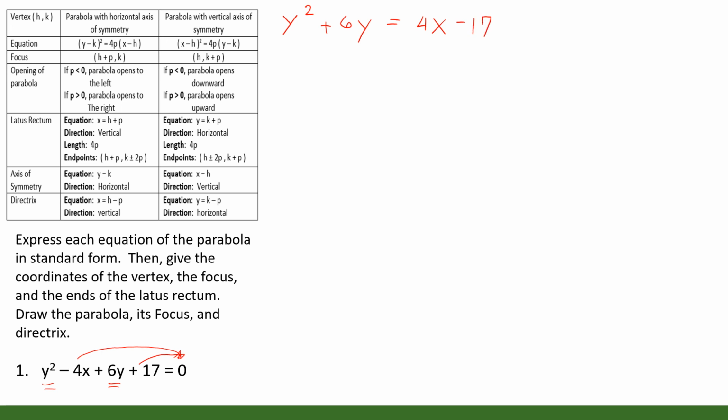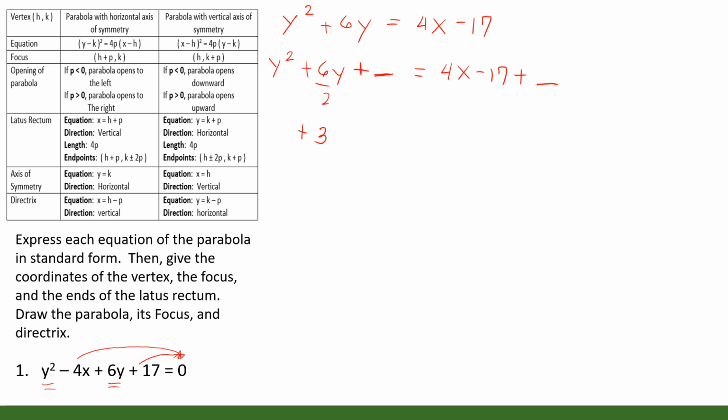Now, make these 2 terms, y squared plus 6y, a perfect square trinomial. So, plus blank, okay, equal to 4x minus 17 plus blank. How can we get the last term of these 2 terms, y squared plus 6y? Well, simply divide the coefficient of y here by 2. Since 6 divided by 2 is 3, so write 3. And then, positive, of course.